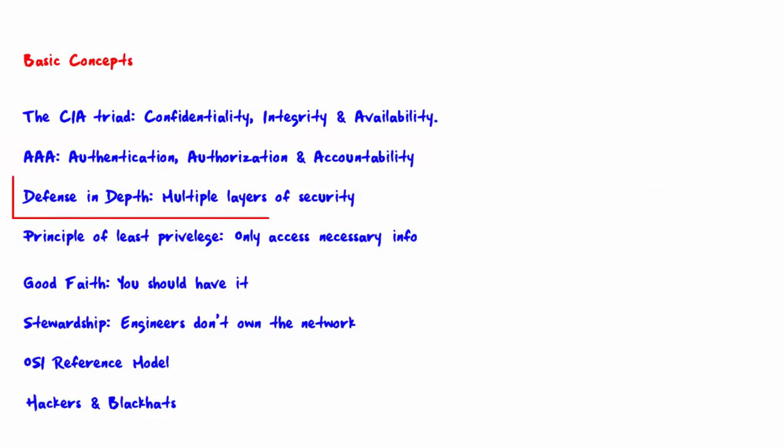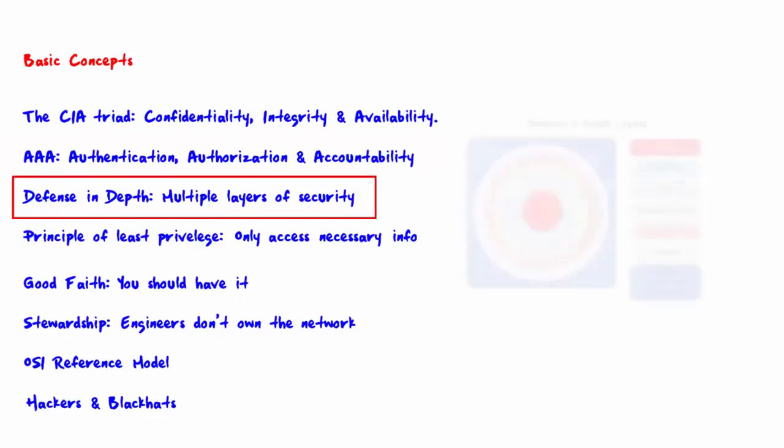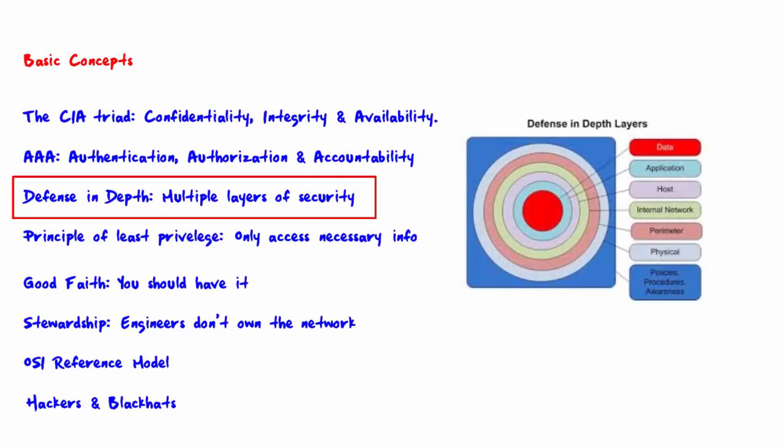The next concept is defense in depth, multiple layers of security. Multiple layers of security are used to protect resources in the network. The idea is if one layer of security fails, another layer will still provide protection. A simple example is a server in a locked room. Even if an intruder succeeds in breaking into the server room, the intruder does not have access to the data on the server without a password.